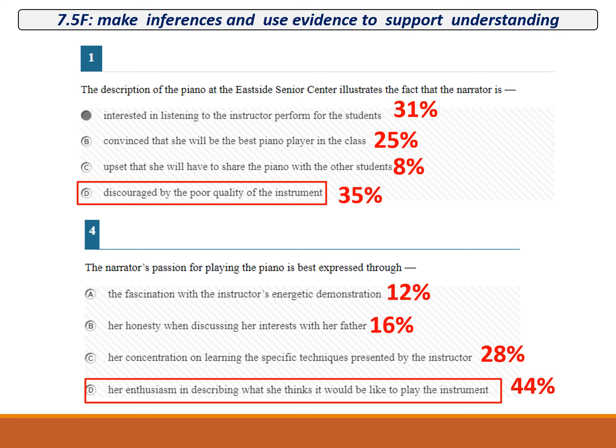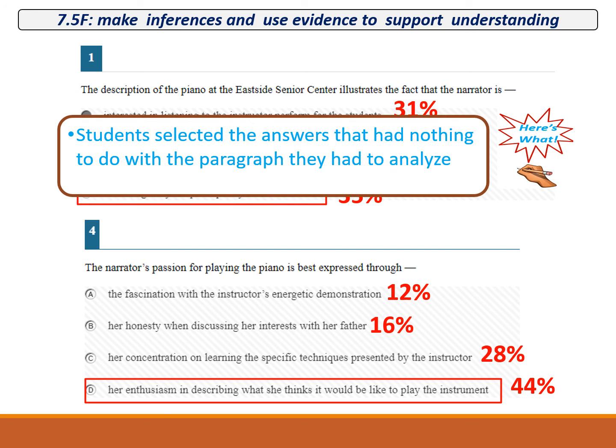Notice, ladies and gentlemen, that students were all over the place on this one. 35% of students in the district got the answer right. 31% were distracted by A, 25% by B, and 8% by C. For this question, students had to return to paragraph 19 of the selection. In this paragraph, the narrator provides a poor description of the piano, thus leading us to choice D. All the other answer choices would not be supported by paragraph 19. So here's what. Students selected answers that had nothing to do with the paragraph that they had to analyze.